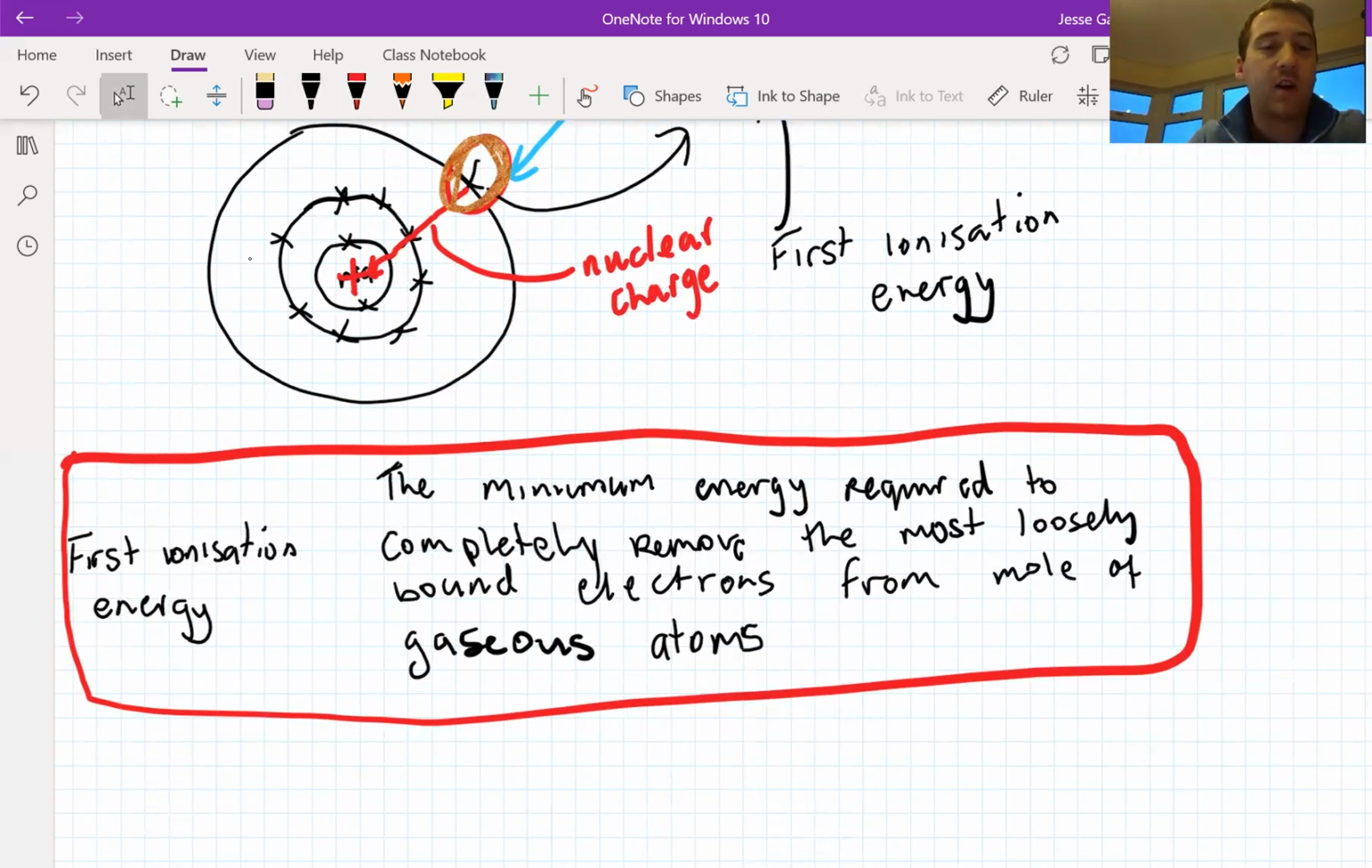Now, why is it first ionization energy? Well, we're talking about gaseous atoms. So if we're beginning with atoms, they haven't lost any electrons yet. So it's the first ionization energy. Now, if I wanted to write a definition for the second ionization energy, I could easily do that by just changing a couple of these words. I would then say it's the minimum energy required.